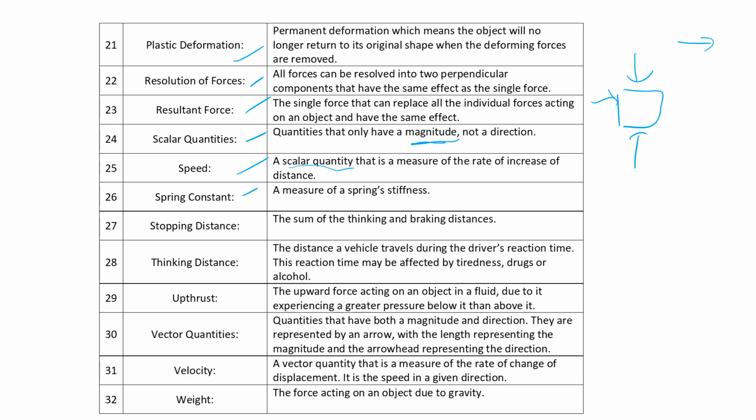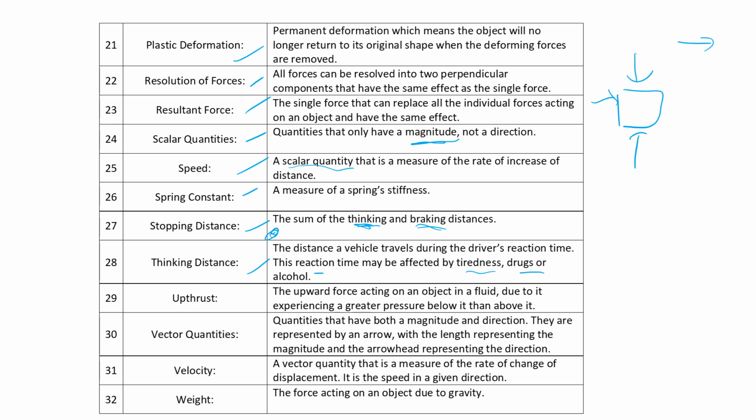The sum of the thinking and the braking distance, so thinking and braking is the stopping distance. The distance a vehicle travels during the driver's reaction time: you see somebody step out onto the road, you have to think about it. Obviously you don't think about it too much, and then you put your brakes on. The thinking distance and the braking distance, like we just talked about in the first one, is the stopping distance. Thinking distance can be affected by tiredness, drugs, or alcohol.